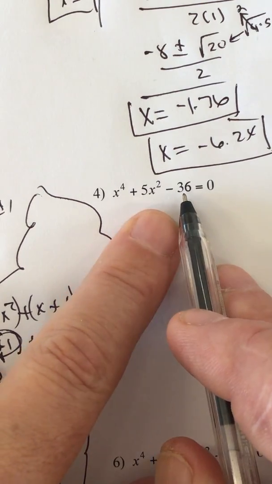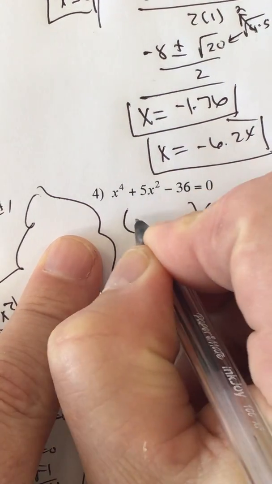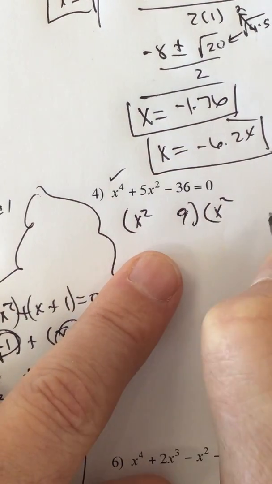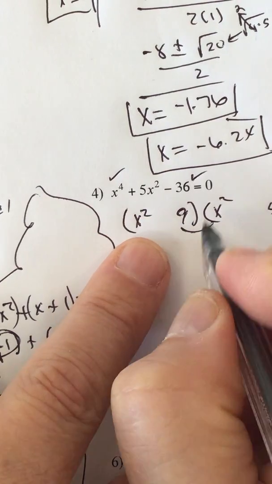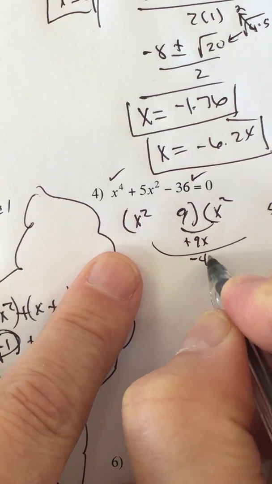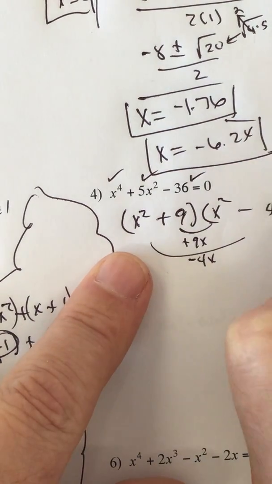Well, it looks like 9 times 4 can also add up to 5. So if I factor this, x squared and x squared makes the first. 9 times 4 makes the last. I need these to add up to positive 5. So there's 9x, I'll make that one positive. There's 4x, I'll make that one negative, and we'll have the positive 5. So positive and negative.